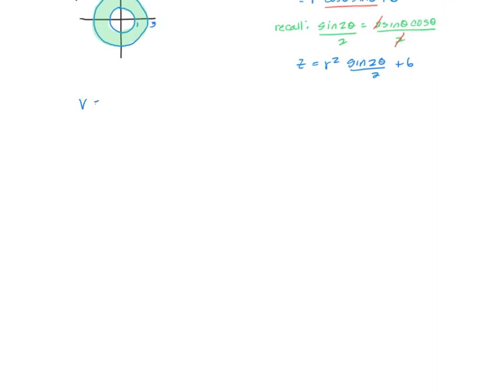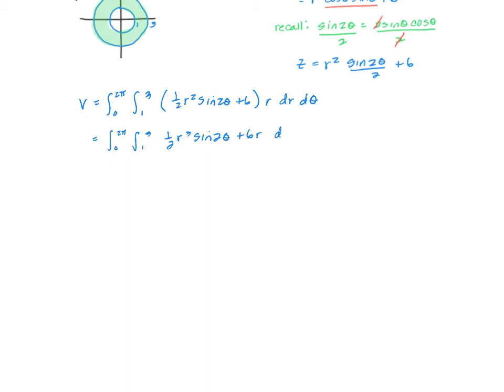My volume is then equal to the integral from 0 to 2 pi, the integral from 1 to 3, of 1/2 r squared sine of 2 theta plus 6, in parentheses, times r dr d theta. Getting rid of the parentheses and distributing the r, I have 1/2 r to the third sine of 2 theta plus 6r, and then dr d theta.